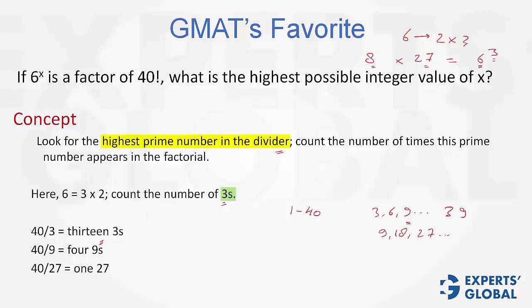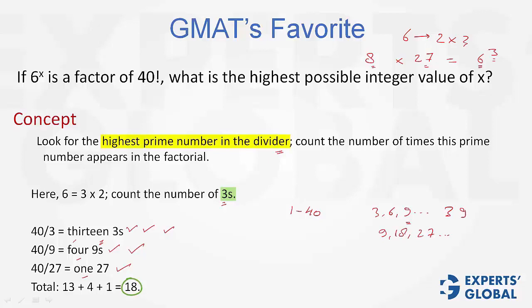Now imagine there are 13 numbers which have 1 3 each. There are 4 numbers which have 2 3's each. 1 3 got counted here, and the second 3 gets counted here. Then there is one number that has 3 3's in it. 1 3 got counted here, 1 3 got counted here, and the third 3 gets counted here. Therefore, the answer is, quite simply, 13 plus 4 plus 1. The answer is 18.